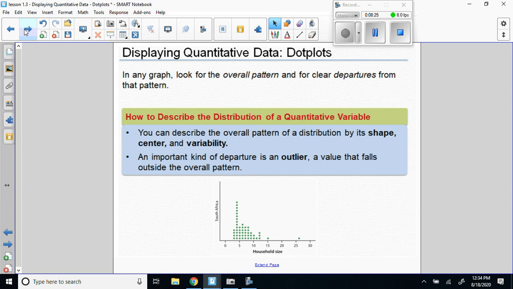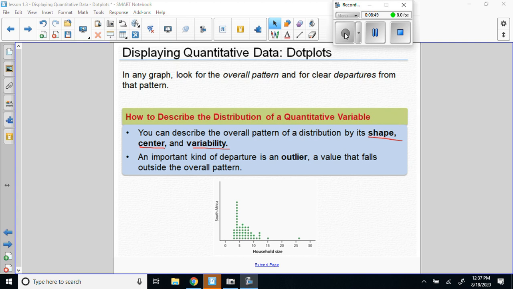You need to know how to describe the distribution. You need to know about shape, center, and variability. I would answer that question with these three words, so you need to get that down as well. In a distribution of a quantitative variable, numbers, you can have a shape. We talked about that: skew left, skew right, normal, or symmetric.